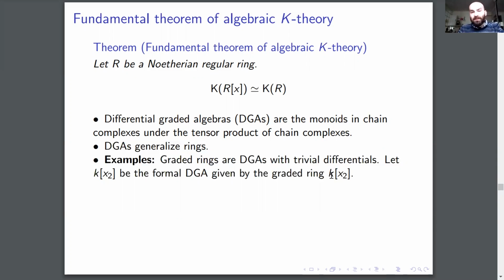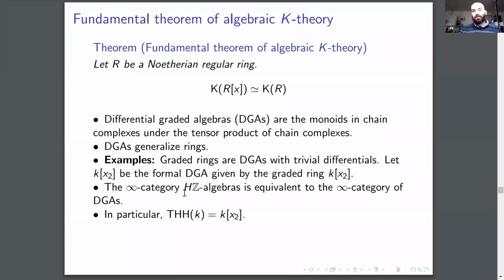Now you can ask if this equality is true for graded rings too, for formal DGAs too, right? DGAs with trivial differentials and homology. So we show that it's not true for KX2. If you take this graded ring with a polynomial generator in degree 2, because K is a field, it's Noetherian and regular. If the fundamental theorem was true for formal DGAs, the K-theory of this one would be equal to the K-theory of the base ring K, right?